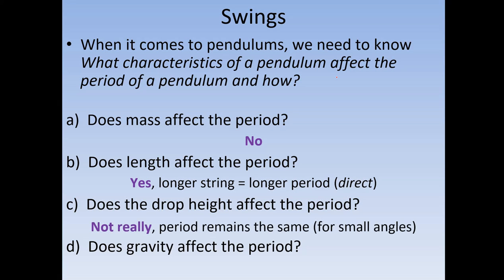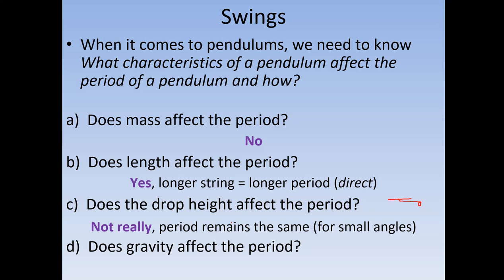Drop height, it's sort of not really. In this class, it's not going to be affecting the period. But in the real world, yes, it does sort of affect it, but not nearly as much as some of the other factors. So we actually say it still remains the same, though that's mainly true for smaller angles. So as long as we're not bringing it all the way to its highest point, like a complete 90-degree drop, the period shouldn't really seem that much different from small angles.